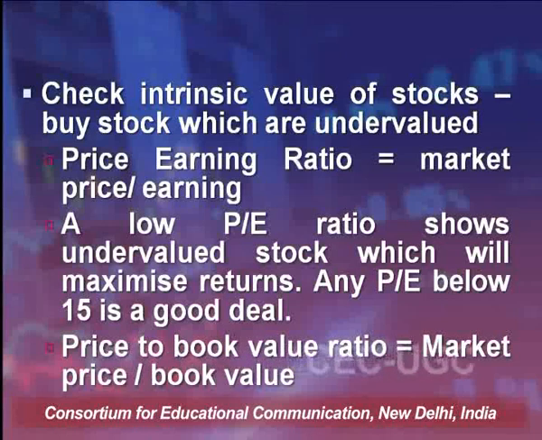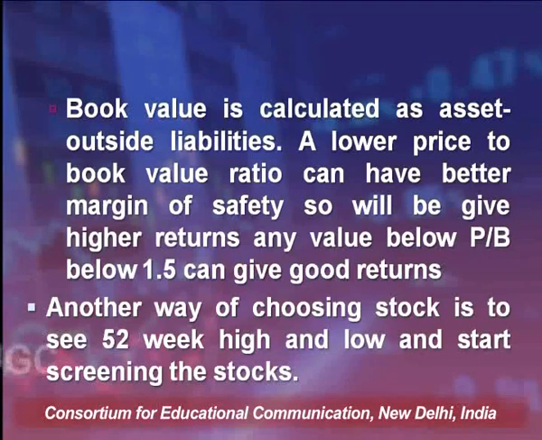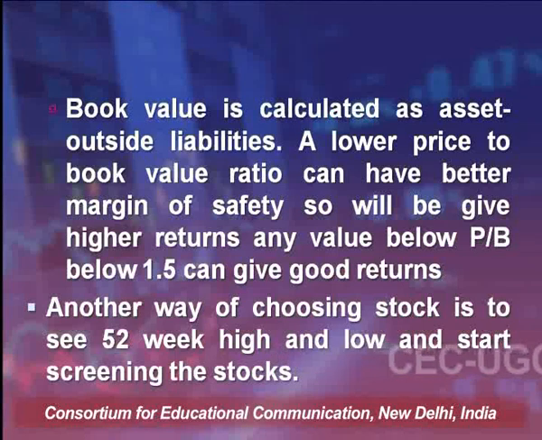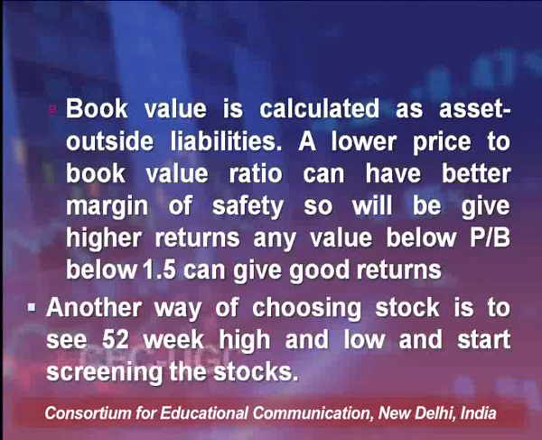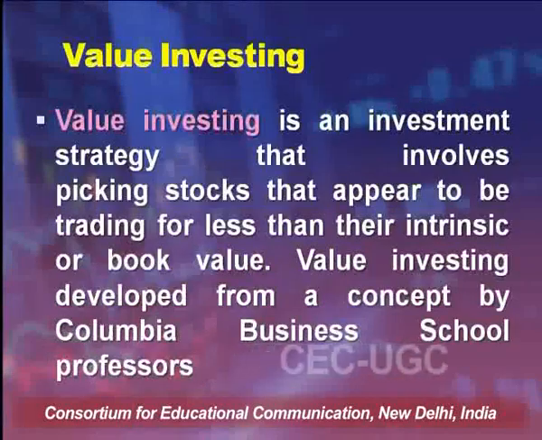Second important ratio for identifying value in stocks is price to book value ratio. It is calculated as market price divided by the book value. So, book value is calculated as assets minus outside liabilities. A lower price to book value ratio can have better margin of safety, so will give higher returns. Any price to book value ratio below 1.5 can give good returns. Another way of choosing value stocks is to see the 52-week high and low and start with the stocks which have reached the level of that.